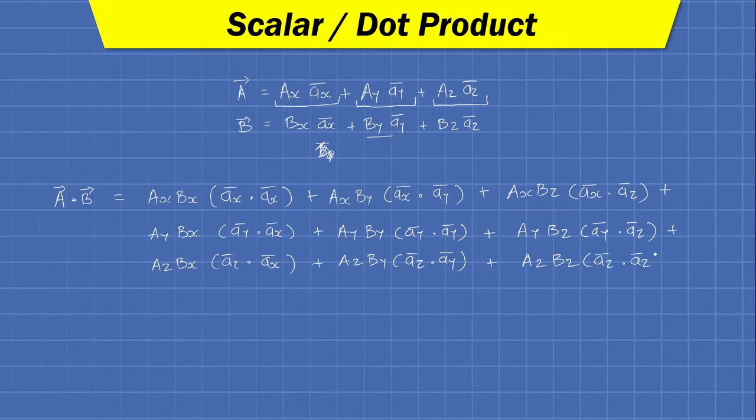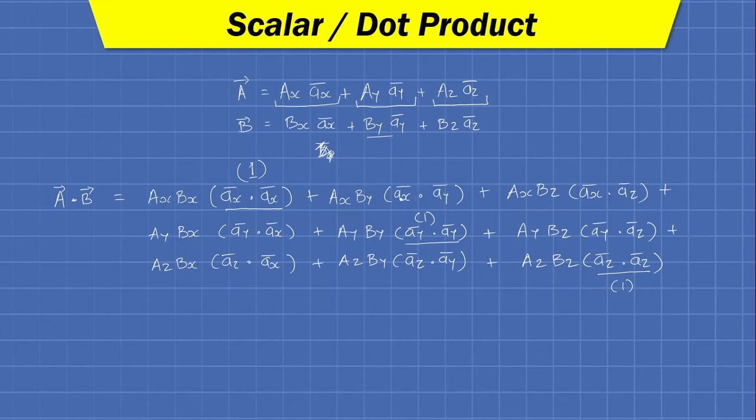Fine. Now, recalling the property number 6 and 7, we know that the dot product of any unit vector with itself will result into unity. So this dot product will result into unity. Same way, this dot product and the last term dot product will result into unity.